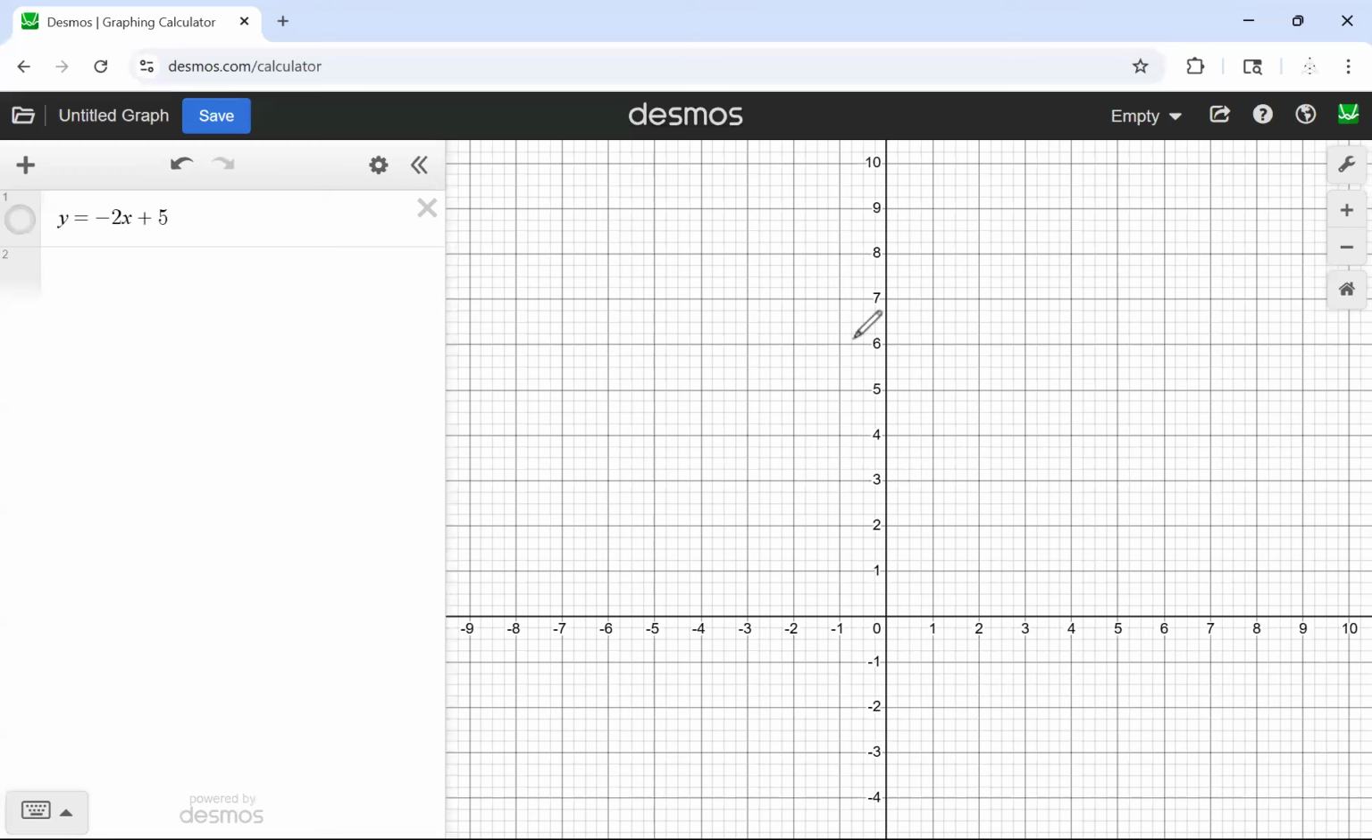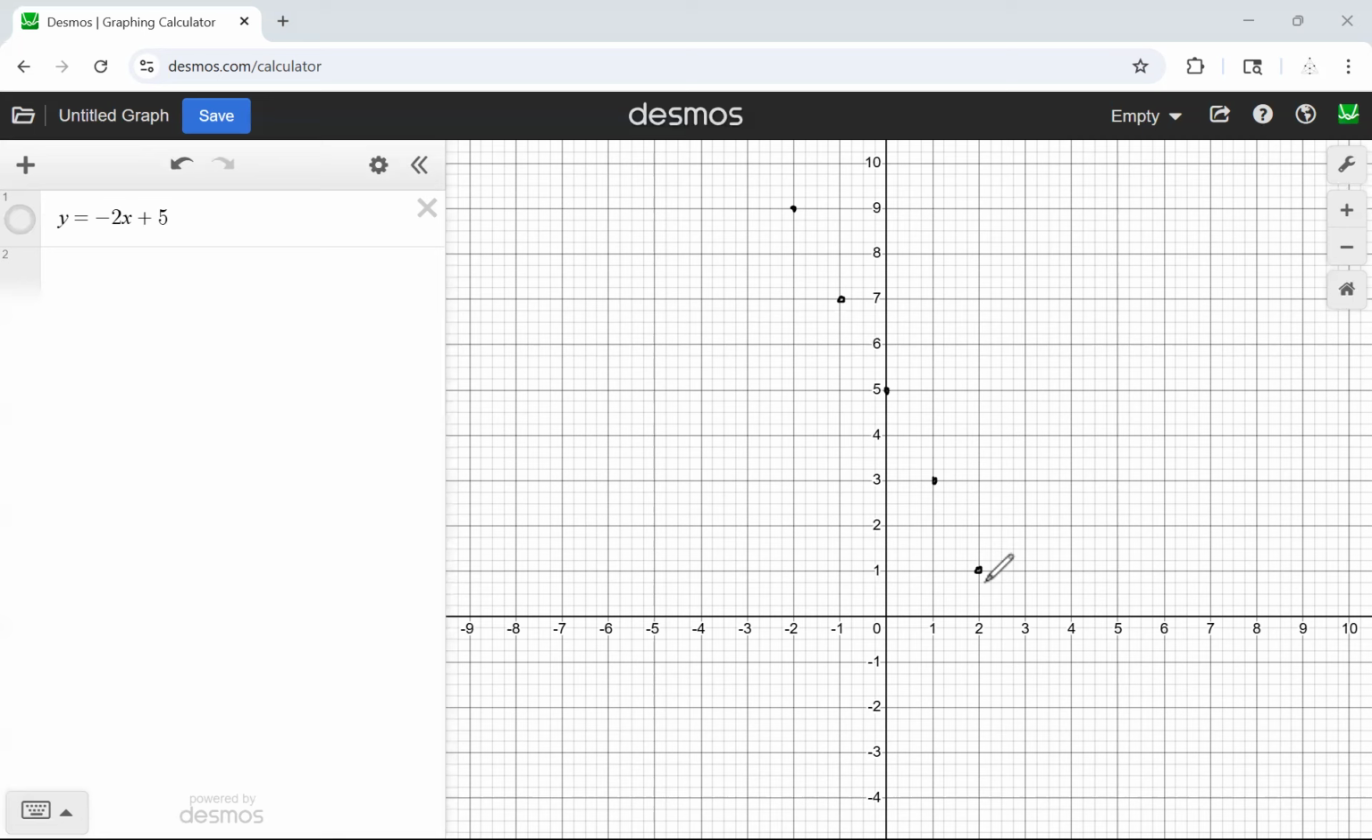Let's go ahead and plot those points. So the first ordered pair was -2, 9. That's right here. The second ordered pair was -1, 7. That's right here. Then 0, 5. Then I had 1, 3. And then I had 2, 1. And we can see the pattern here.